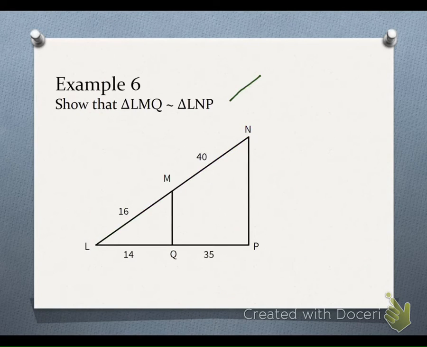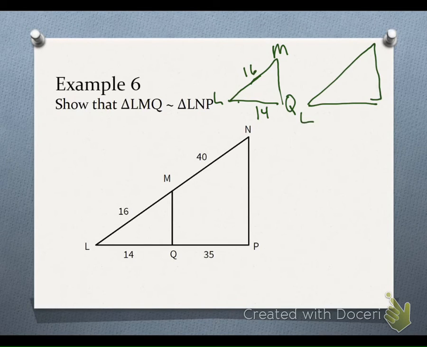Okay, so I'm going to start by drawing the triangles, and then you're going to fill those in, okay? So we have our two smaller triangles. We have LM, that's a 4. LMQ, 14, 16. And then we have our bigger triangle, which is going to be LPN. And then we know the side lengths here.